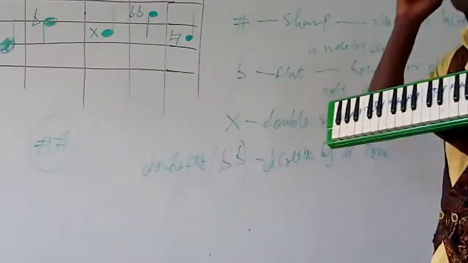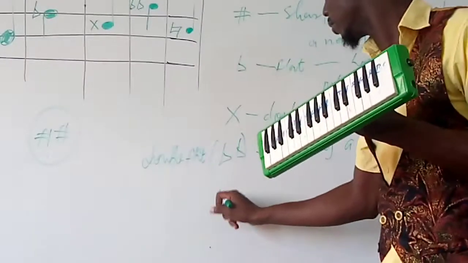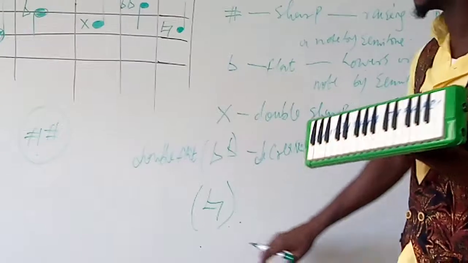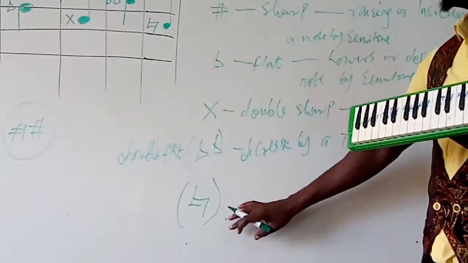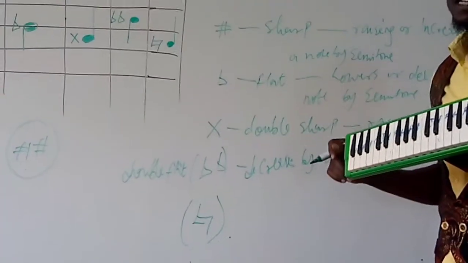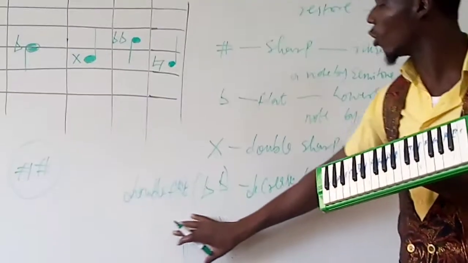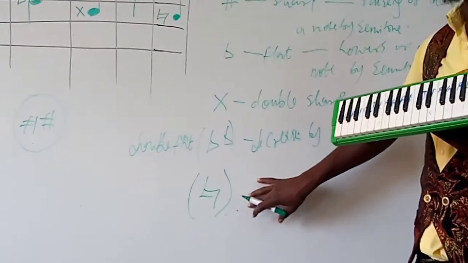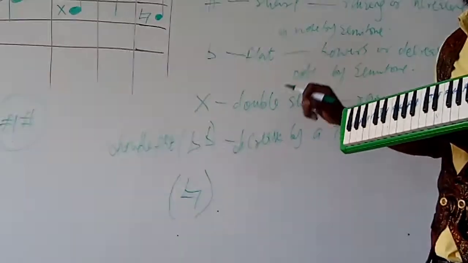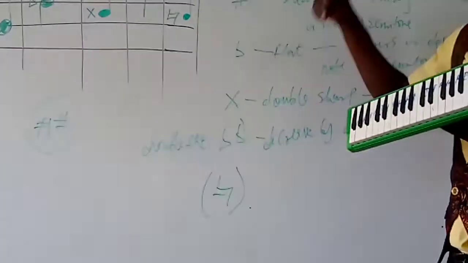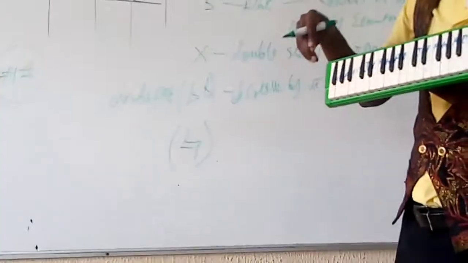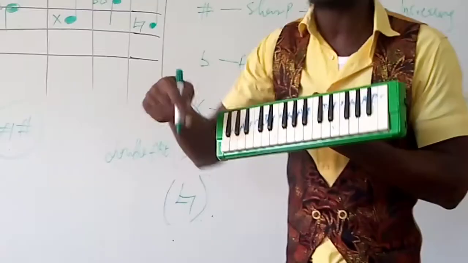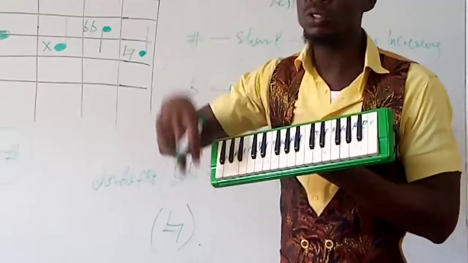Then the last but not the least is the natural. This is called the natural. Now, of all the accidental signs, this one does a separate function. What this one does is far different from every other sign. This one brings back the note to its original pitch. In other words, it tells you to play that note the way it is.